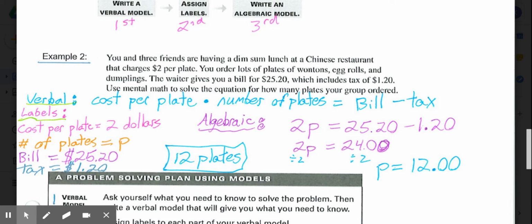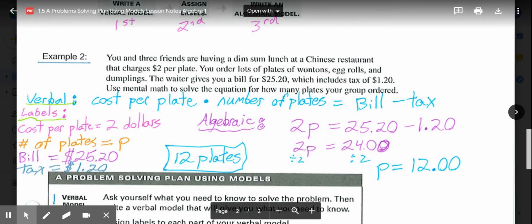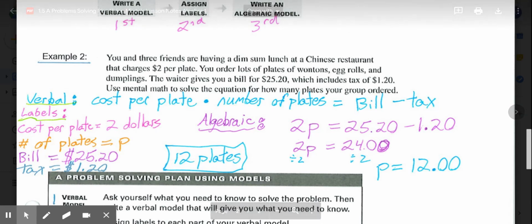Example 2 says you and 3 friends are having a dim sum lunch at a Chinese restaurant, and it charges $2 per plate. You ordered lots of plates of wontons, egg rolls, and dumplings. The waiter gives you a bill for $25.20, and it included tax of $1.20. Use mental math to solve the equation of how many plates your group ordered.